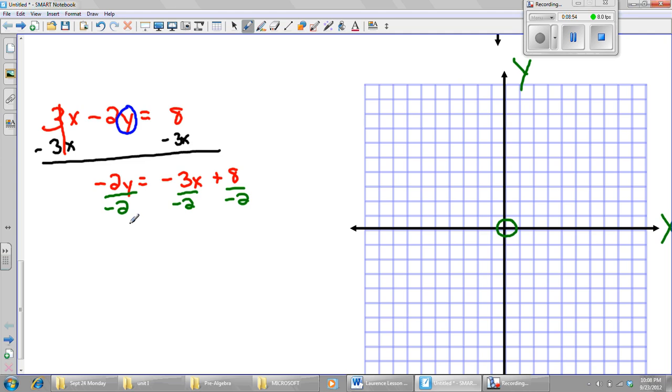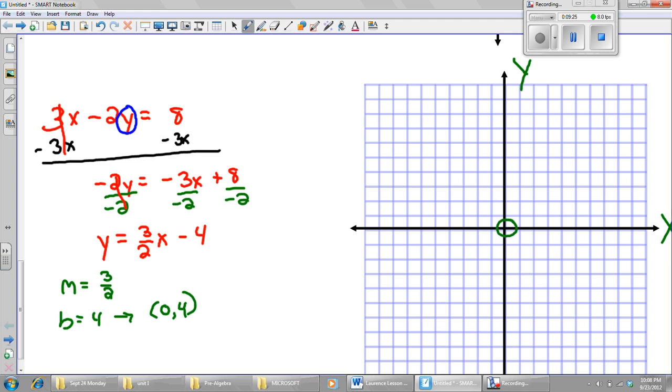All right. My left-hand side simply becomes y. My right-hand side, the two negatives will cancel. I'm going to get 3 over 2x, and the constant will simplify to -4. Now that the y is alone, I can tell you without a doubt my slope is 3 over 2. My y-intercept is -4, or as a point, that'll be 0, -4.